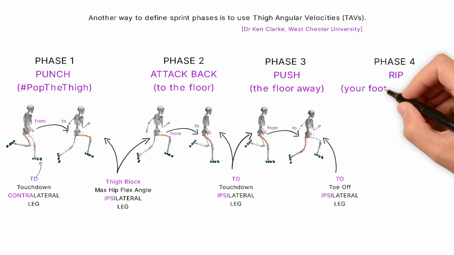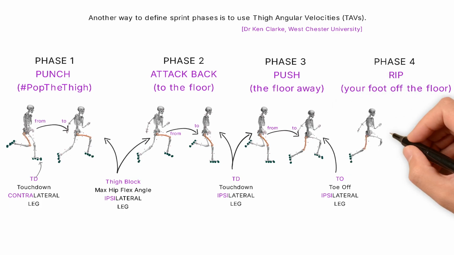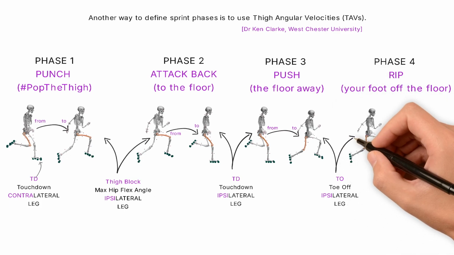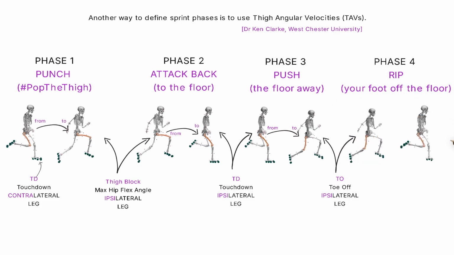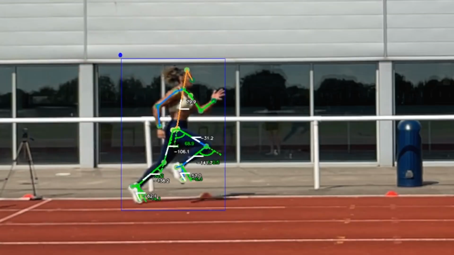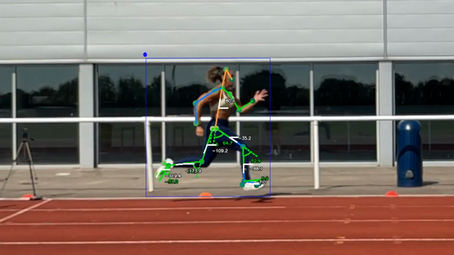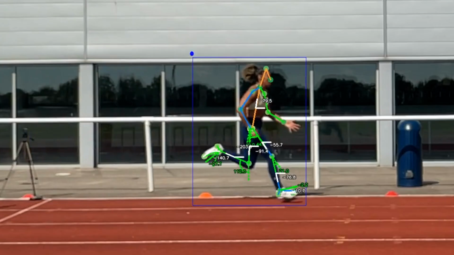The last phase is called rip and is from toe off to the touchdown of the other foot. It's all about how quickly your legs recover and switch sides. A good rip velocity means you'll have your knees together at touchdown and be ready for the next leg cycle. Think about ripping your foot off the floor as fast as you can to get into position for the next cycle.